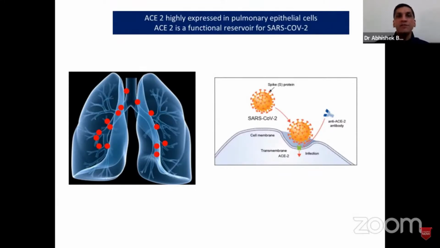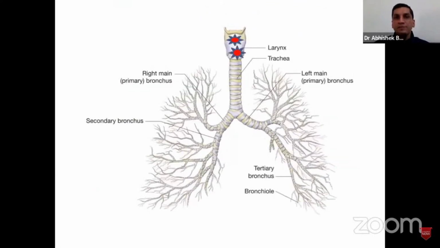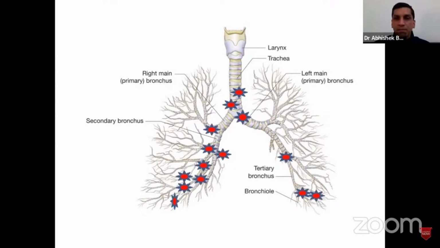And ACE2 is actually a functional receptor for SARS-CoV-2. This is how it would attack the respiratory passages and go further down into the lungs. The majority of the complications, the majority of the lives that we lost, were mainly because of pulmonary complications. That's primarily the main organ where the COVID virus actually hit the human population.